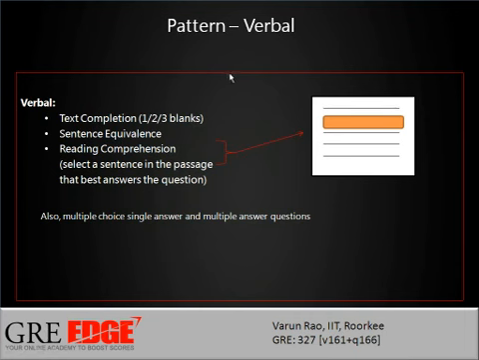Now this is the pattern in your verbal section. These are the types of questions which you would get in your verbal section. In text completion, there would be single blank, double blank, and triple blank questions. Then you would have sentence equivalence, then reading comprehension, where you have to select a sentence in the passage that best answers the question. And also you will have multiple choice, single answer, and multiple answer questions.